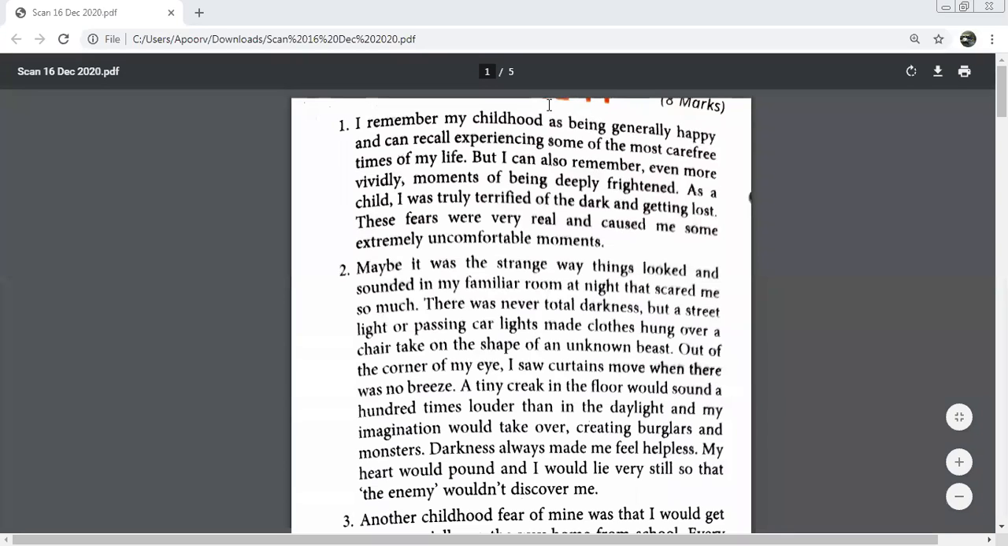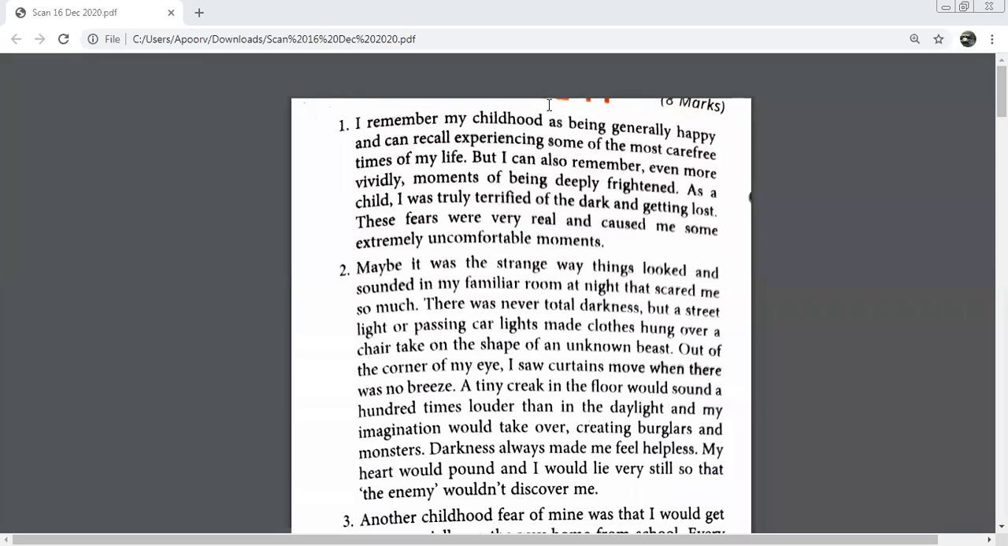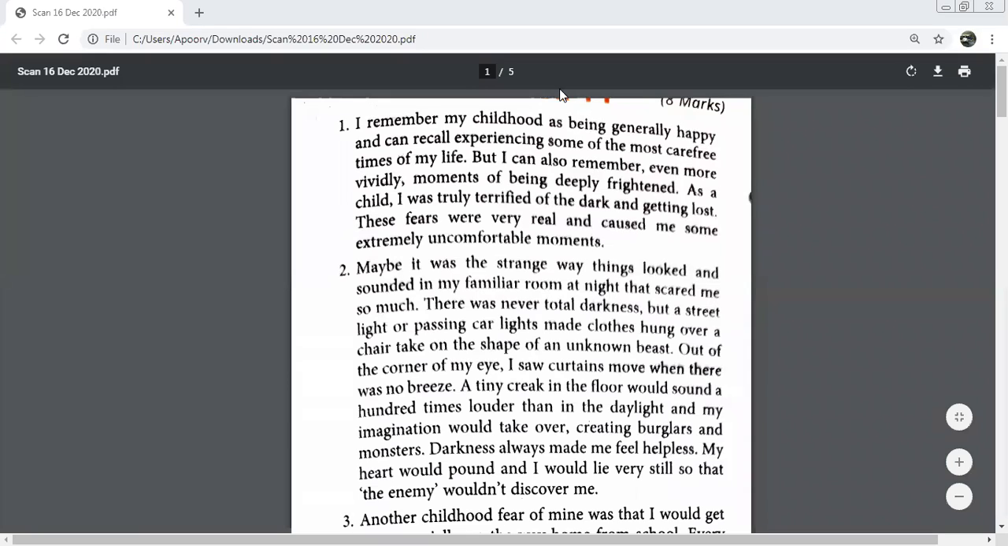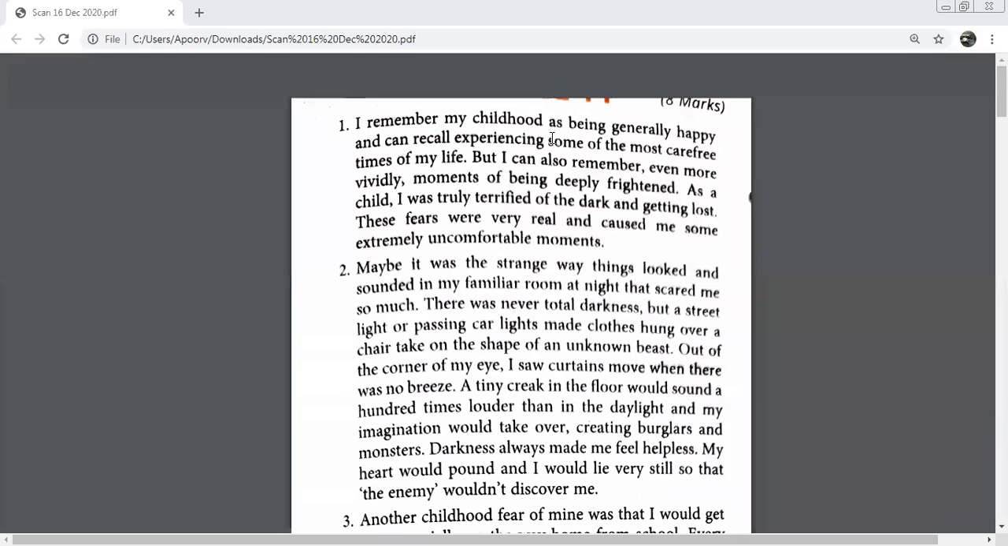Tell me, what has to be done with the first paragraph? After we read a paragraph, what is to be done, children? Tell me quickly. A heading would be made. Heading, subheading would be made. Yes, beta. And sometimes subheadings also have subheadings. Very good.